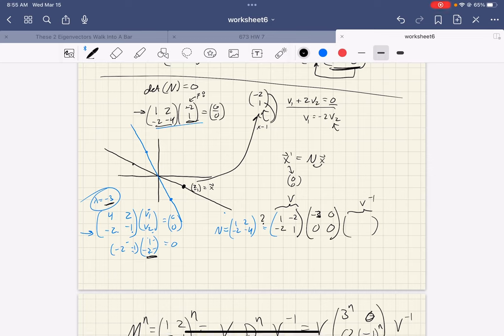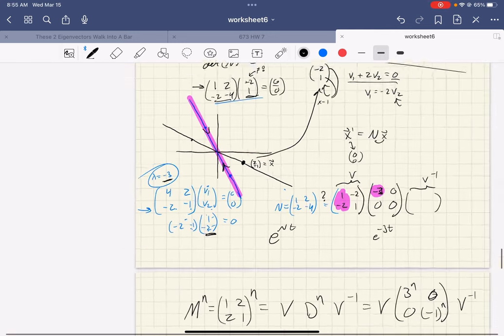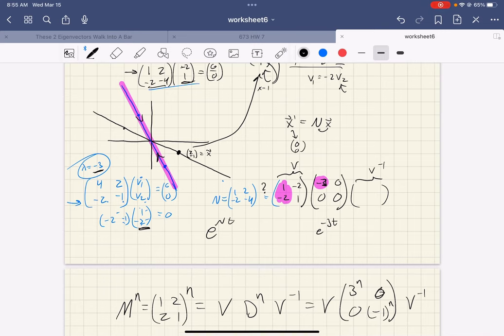So the whole idea is on this line, on the 1, minus 2 line, so that's my blue line, I have a negative eigenvalue. So when I do the exponential of this matrix, I'm going to get e to the minus 3t. It's going to compress. It's going to send me down towards 0. Whereas if I'm on the other line, if I'm on this span, that's a 0. Nothing happens. e to the 0t. You just stay the same. It's like multiplying by 1. You don't move.